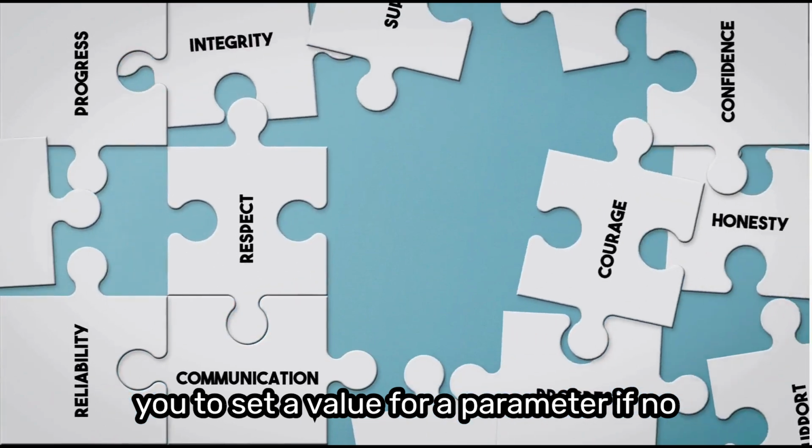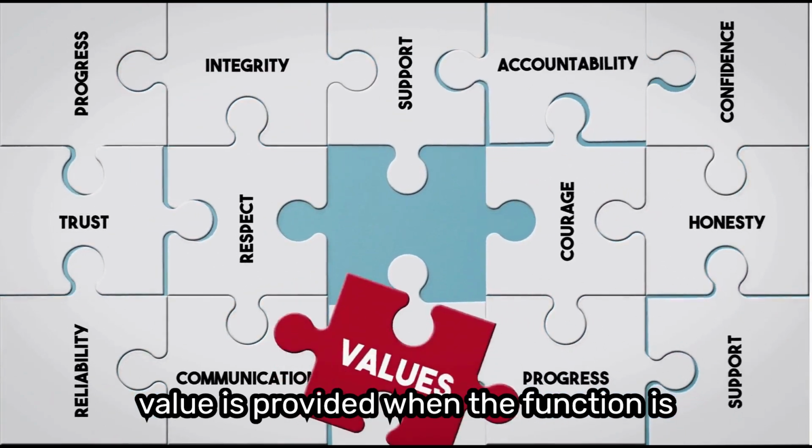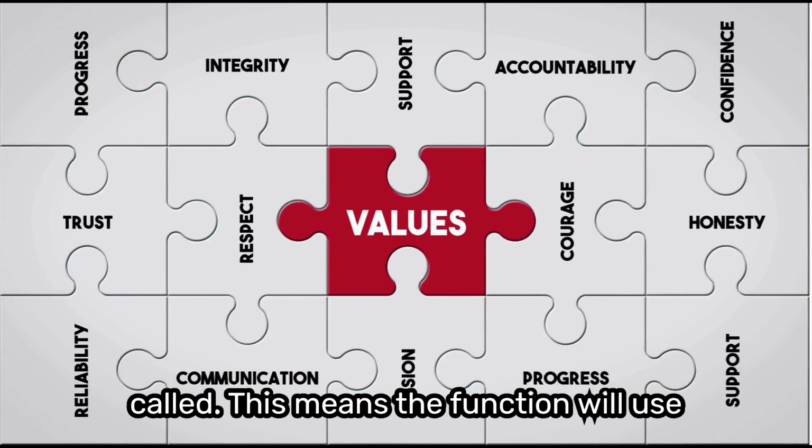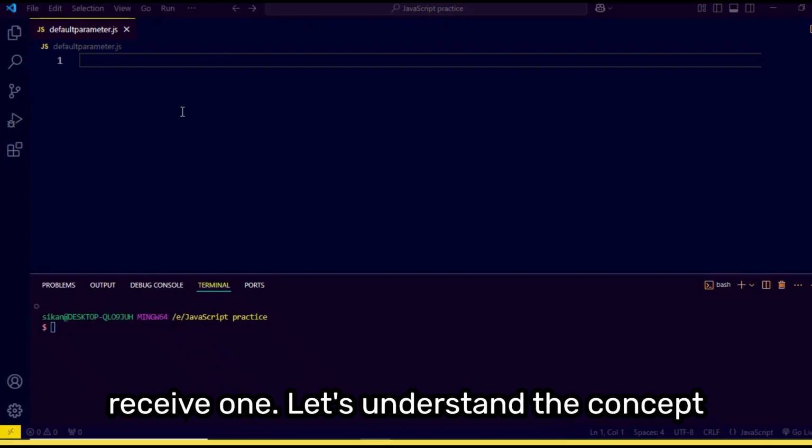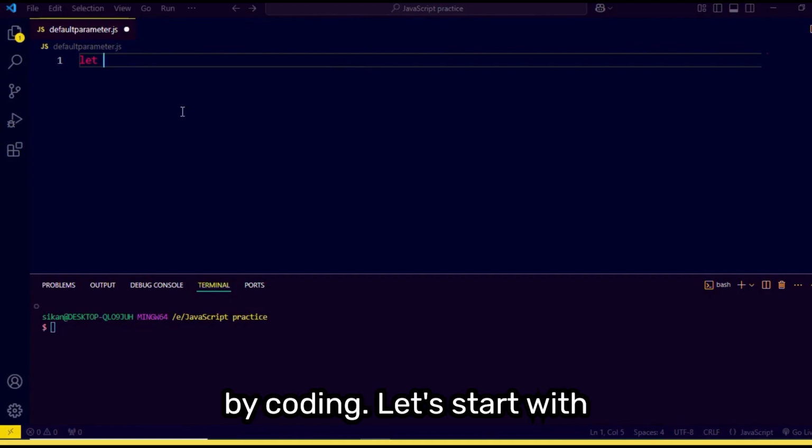Default parameters in functions allow you to set a value for a parameter if no value is provided when the function is called. This means the function will use the default value when it does not receive one. Let's understand the concept by coding.